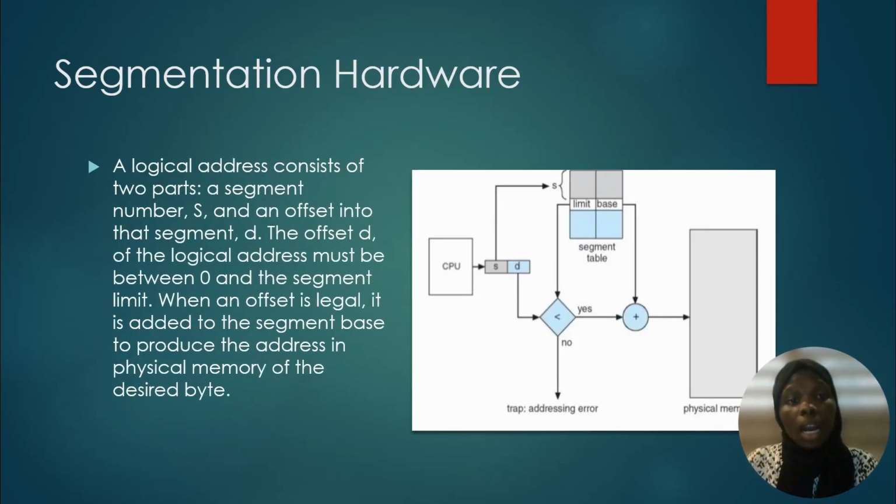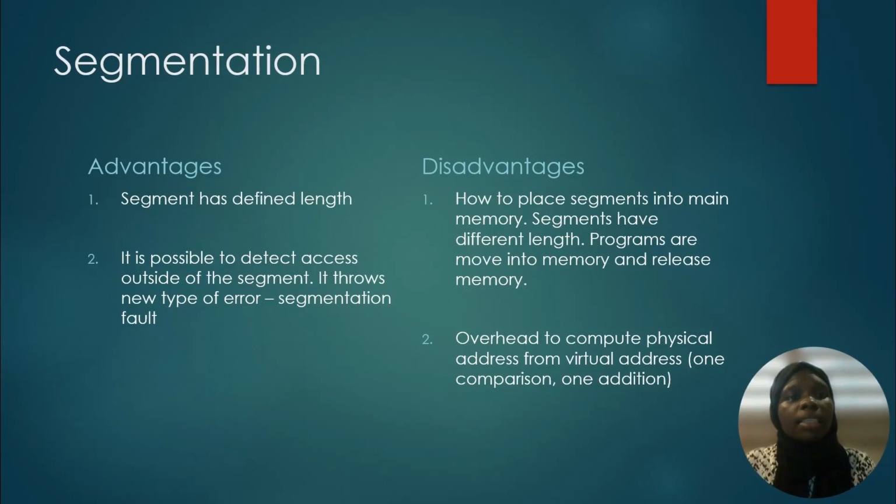Segmentation hardware. A logical address consists of two parts, a segment number S and an offset into that segment D. The offset D of the logical address must be between 0 and the segment limit. When an offset is legal, it is added to the segment base to produce the address in the physical memory of the desired byte.